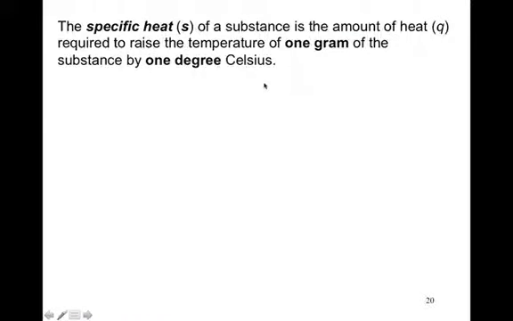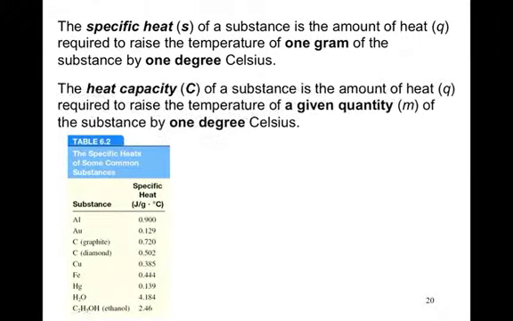So specific heat, the amount of heat required to raise the temperature of 1 gram of a substance by 1 degree Celsius, and then the heat capacity. This is a little tough from Gen Chem. We just did Q equals Cm delta T, so we use these two pretty much interchangeably, but your text separates them into specific heat and heat capacity. Heat capacity, you'll notice the only difference is a given quantity of a substance by 1 degree Celsius. So heat capacity allows us to take different masses of these substances into account.